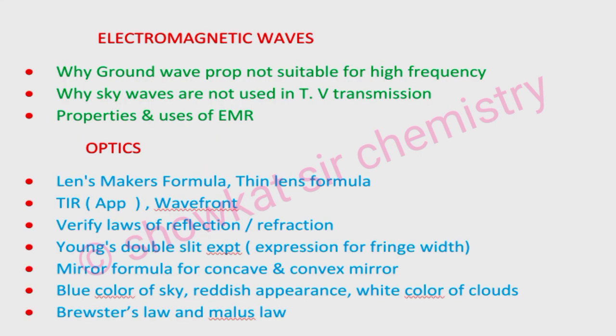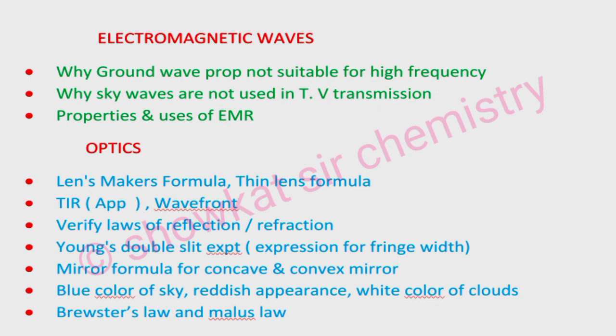Next chapter is electromagnetic waves. It has only 3 marks. The earlier unit, electromagnetic induction and alternating current, had 8 marks, while this one has only 3 marks. Here you will study why ground wave propagation is not suitable for high frequency. Similarly, why sky waves are not used in TV transmission. And you will study the difference between ground wave, sky wave and space wave propagation. Next, you will study properties and uses of electromagnetic radiations, that is microwave, IR, UV, X-rays, gamma rays, etc.